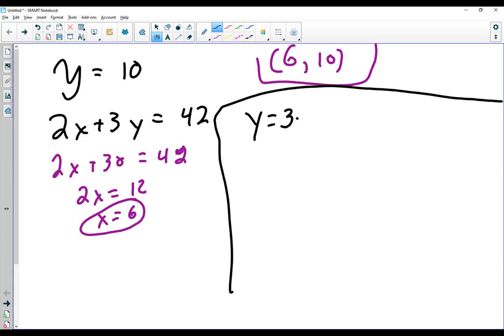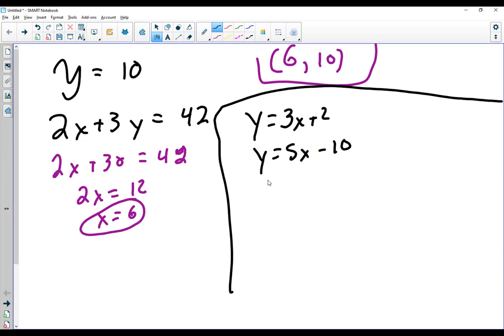Y equals 3x plus 2. Y equals 5x minus 10. Next problem. I'm just going to go through these fast because I want to cover as much as I can. Wait, so both of the y's equal. Wait, this is just algebra, right? Yeah, this is just y equals.